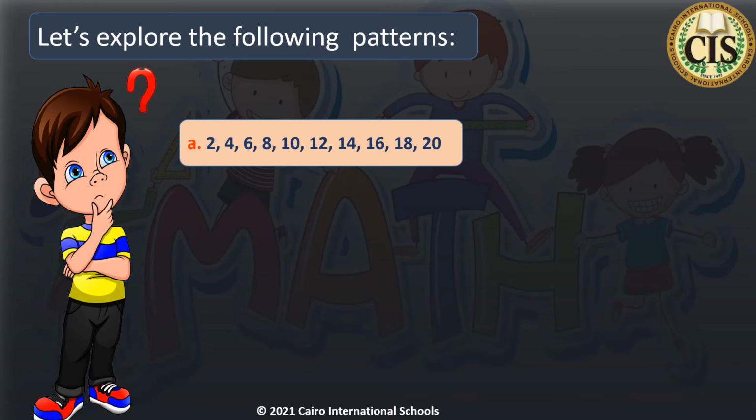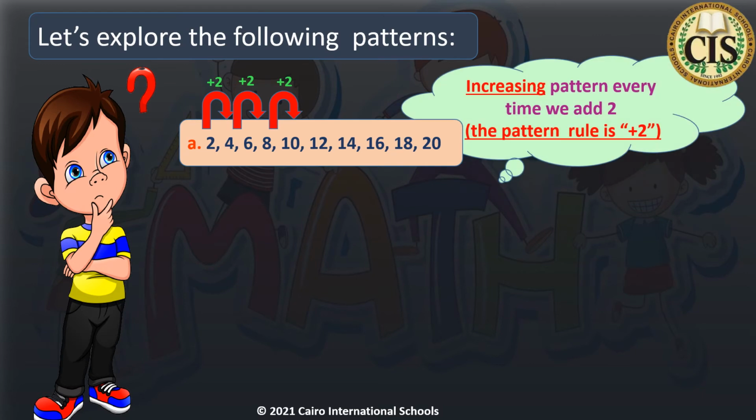What did we notice here? We noticed that each time we are adding 2. 2 plus 2 equals 4. 4 plus 2 equals 6. 6 plus 2 equals 8. 8 plus 2 equals 10. And so on. So, this pattern is an increasing pattern because the numbers are getting bigger. And the pattern rule is plus 2, because each time we are adding 2.